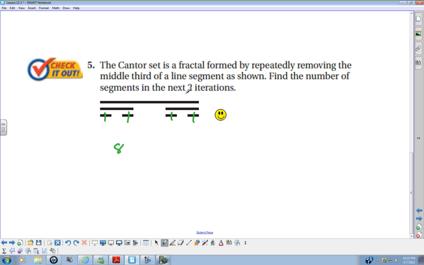And then if you see the pattern, we multiplied by 2 each time, and so the one after that would be 16 segments. And that's the end of lesson 12.1, using sequences.